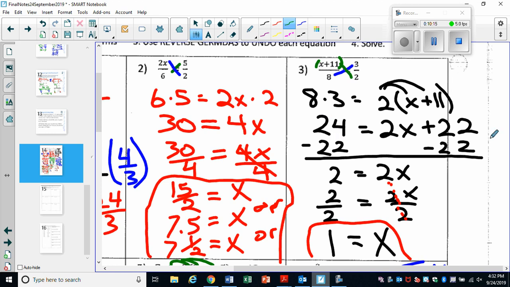Now we subtract both sides by 22, because that's the additive inverse of positive 22. So we have 2 is equal to 2x. Divide both sides by 2, and in the end, 1 equals x.